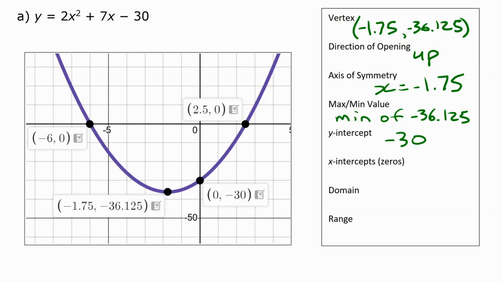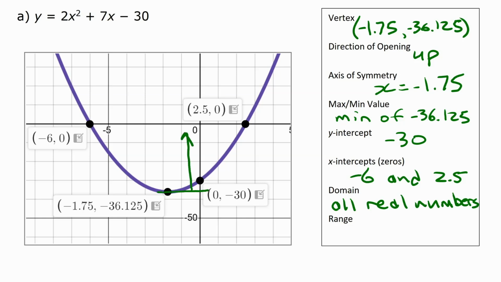The x-intercepts, 2 of them, we had negative 6 and 2.5. Again, you could write them as points if you want. The domain is going to be all real numbers, as we've seen with quadratic functions. And then our range is going to be related to our minimum value here, and the fact that the thing opens up, it is going to be that y has to be greater than or equal to negative 36.125.